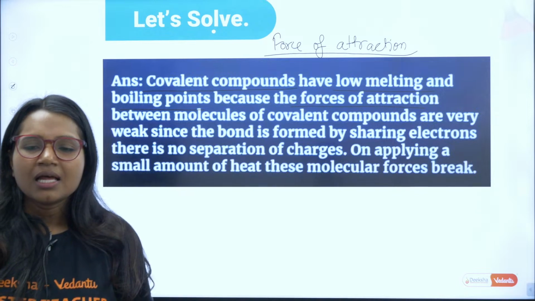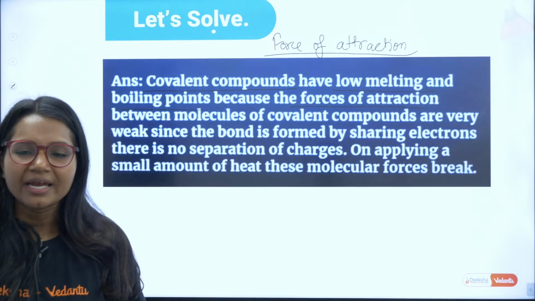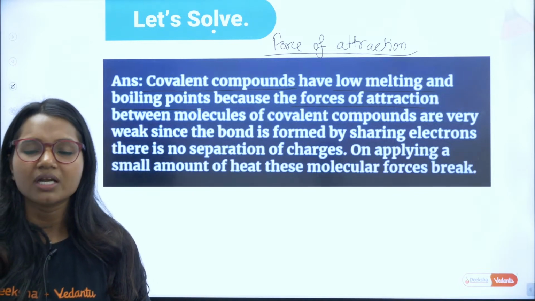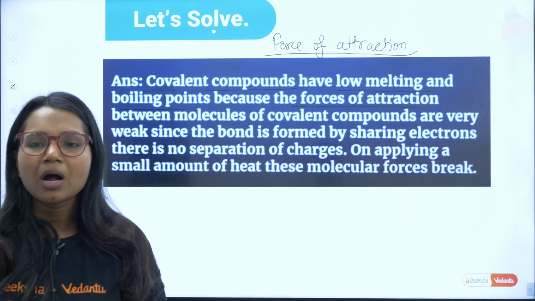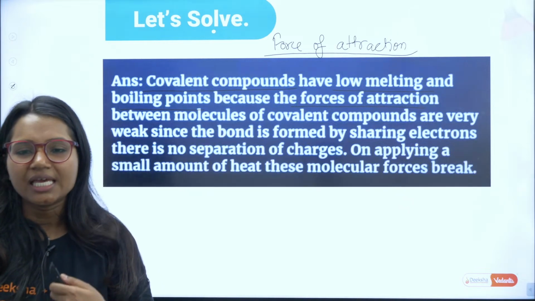So now I have explained this much. Let me check how much you have understood. Covalent and ionic compounds, where is the force of attraction more?